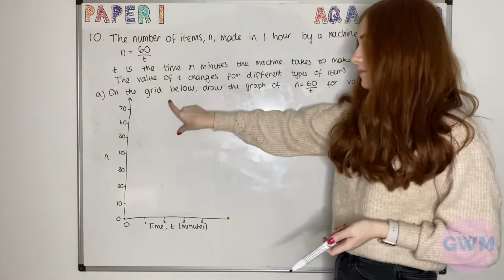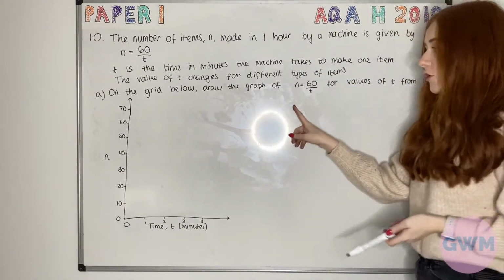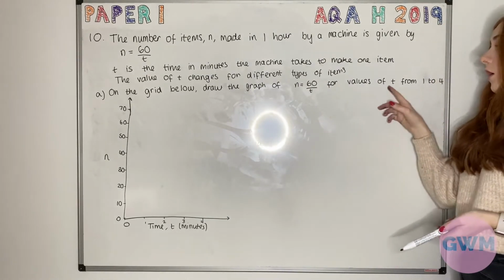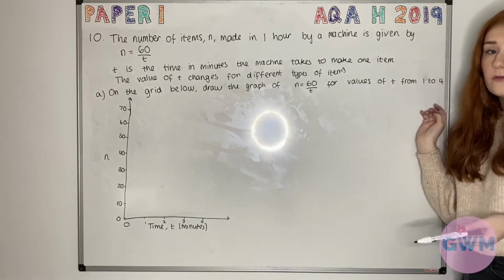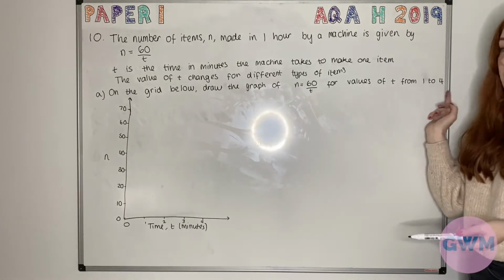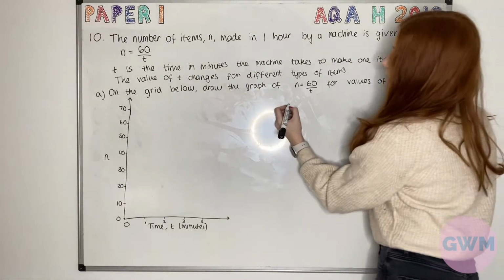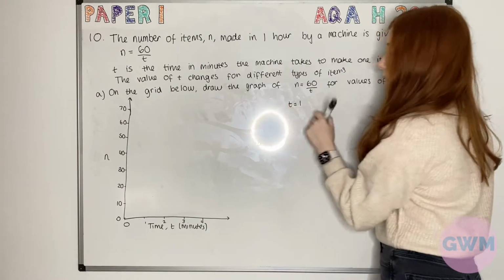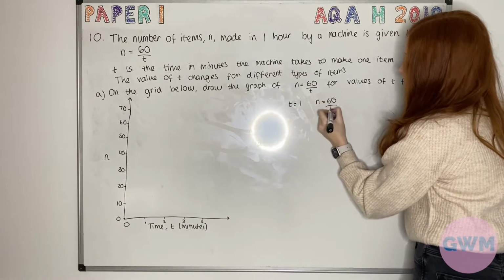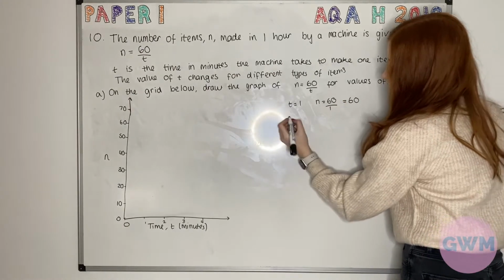On this grid, draw a graph of n equals 60 over t for the values of t from 1 to 4. So what it wants is the n values at these different t. So let's have a look. Well, when t is 1, what's the value? So it's going to be n equals 60 over 1, 60.